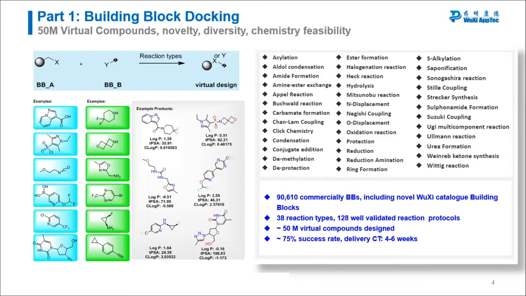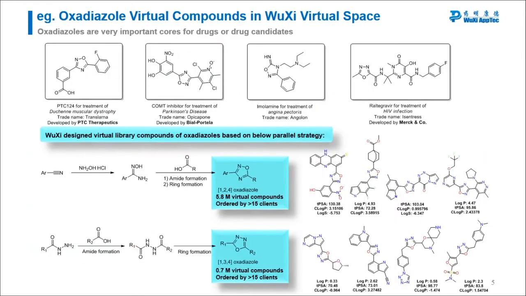Here are some details for the first part, the 50 million virtual compounds. As you can see, some examples are shown here. This part is built on more than 38 reaction types in parallel format, and on our 128 well-developed reaction protocols. We designed it using 90,000 commercially available building blocks, also including WuXi catalog novel building blocks, to ensure chemistry feasibility and fast delivery.